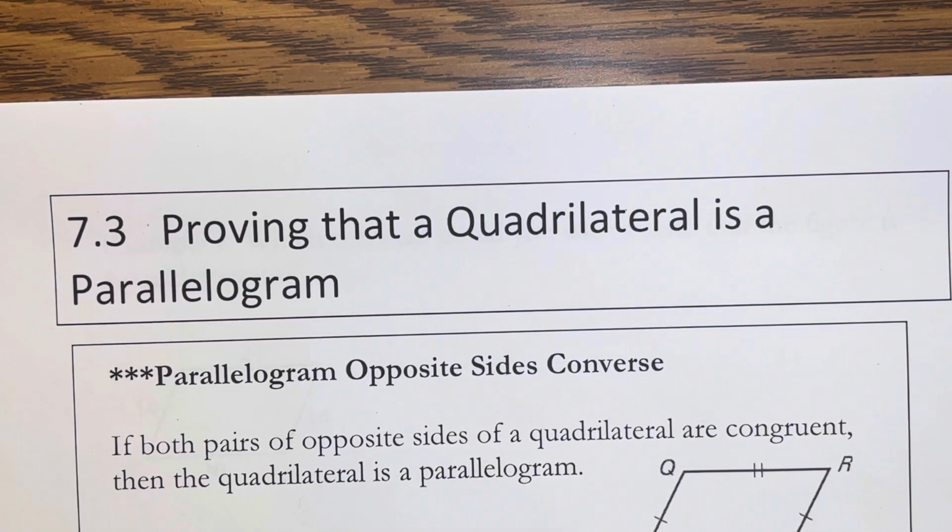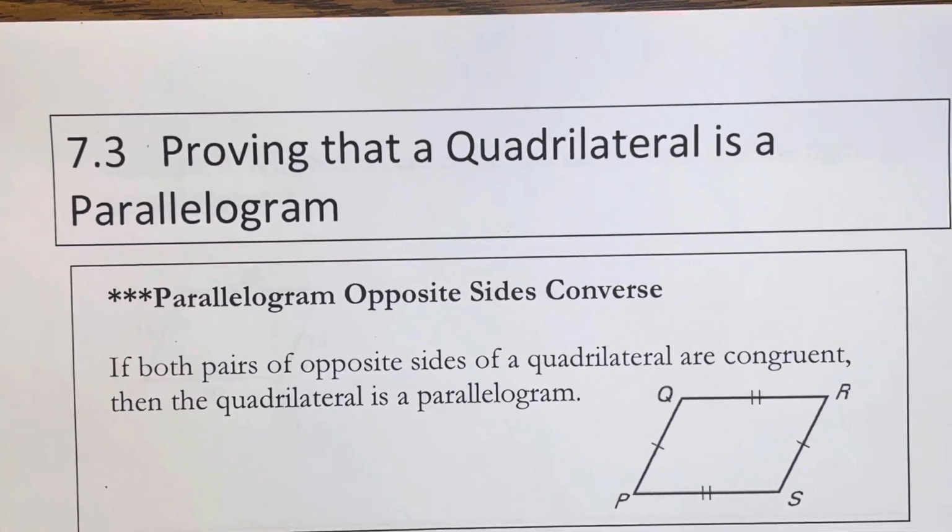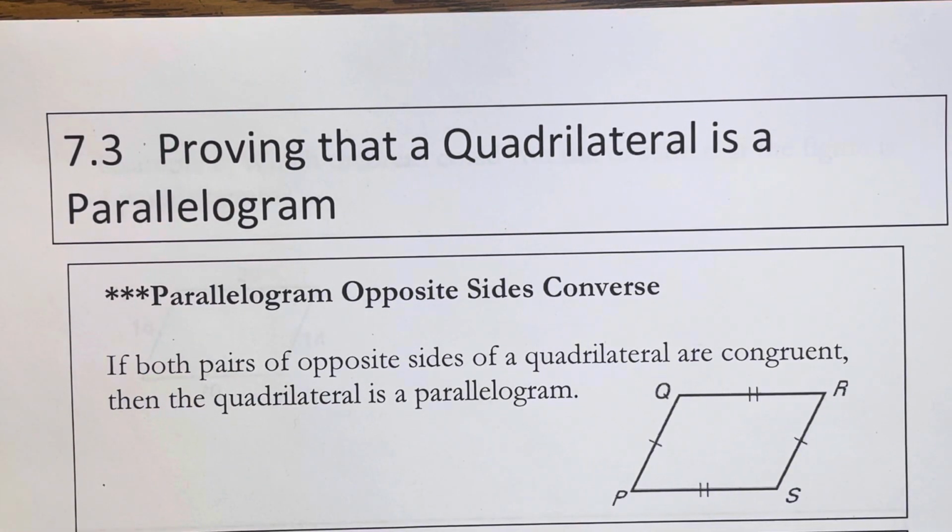Goal for today is to look at proving that a quadrilateral is a parallelogram. So yesterday we discussed the properties that parallelograms have, and if we see a quadrilateral, which is a four-sided figure, that has those characteristics, we can assume that it is a parallelogram.